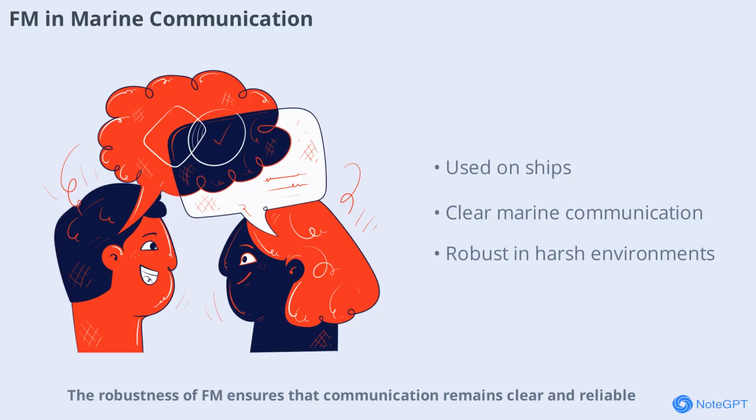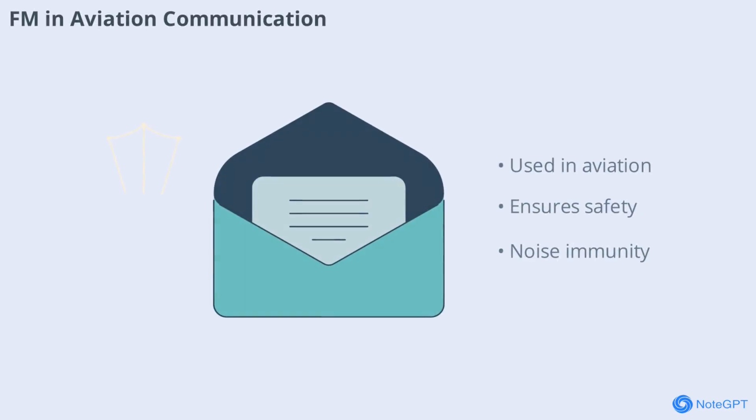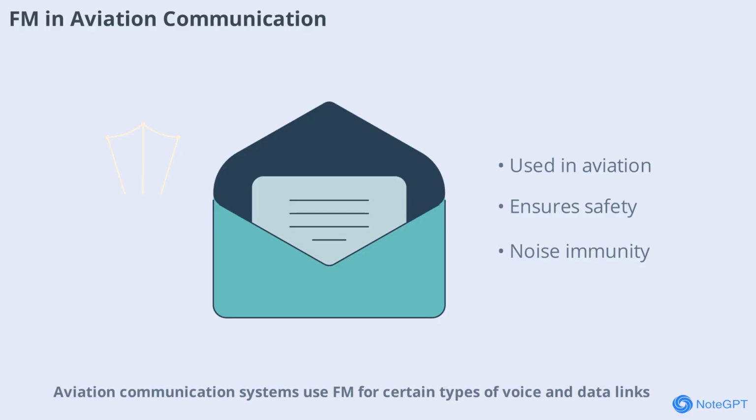Marine communication systems, such as those used on ships and boats, often rely on FM for voice and data transmission. The robustness of FM ensures that communication remains clear and reliable, even in harsh marine environments where noise and interference are common.